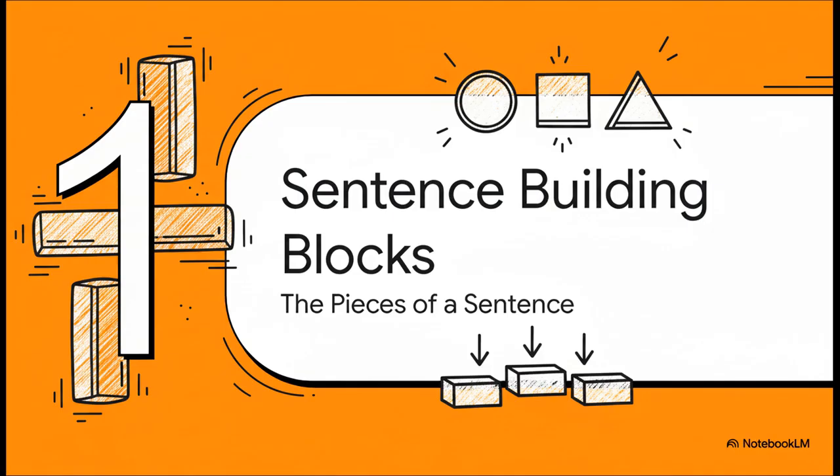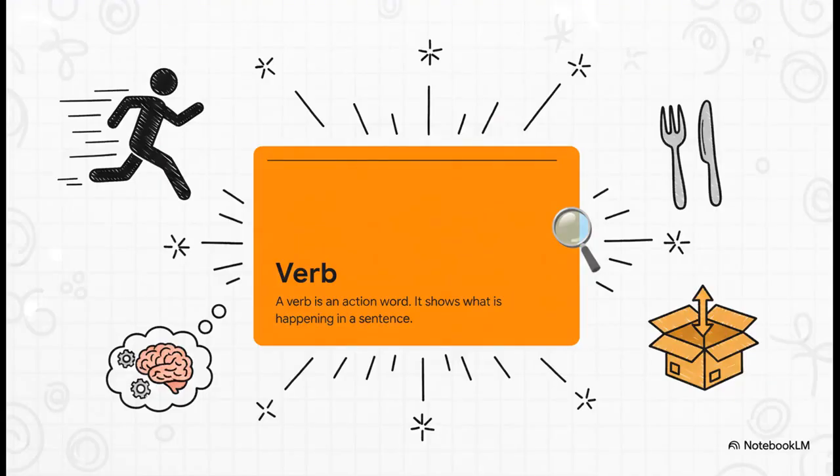Think of a sentence like you're building something with Legos. You need a few key pieces to make it work. And in English, there are three main pieces that you'll find in almost every single sentence you make. The first piece, and you could say it's the most important one, is the verb. The verb is the action. It's like the engine of the sentence. It tells us what is happening. Words like run, eat, think, deliver, yep, those are all verbs.